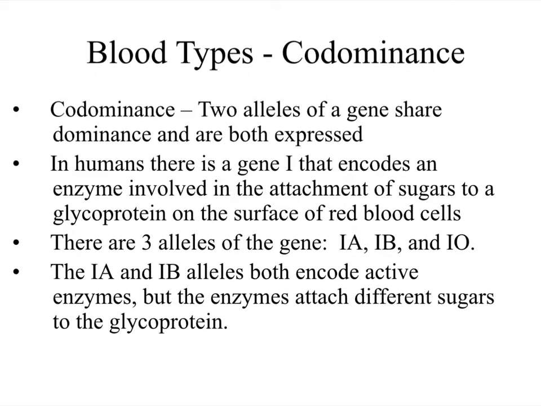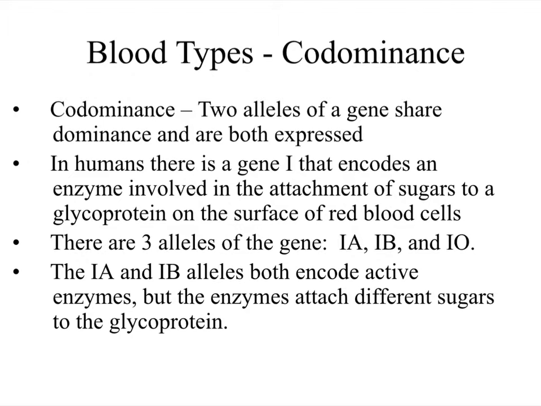In humans, there's a gene, and they call it I, gene I. Gene I will, and we haven't learned this completely yet, encode a protein. It's actually an enzyme. And that enzyme is responsible for attaching a sugar to the surface of the red blood cell on the glycoprotein. So it's like attaching a carbohydrate to the glycoprotein. Well, it's already a glycoprotein, so it's adding more sugars to it. And so there's a gene called I that does this.